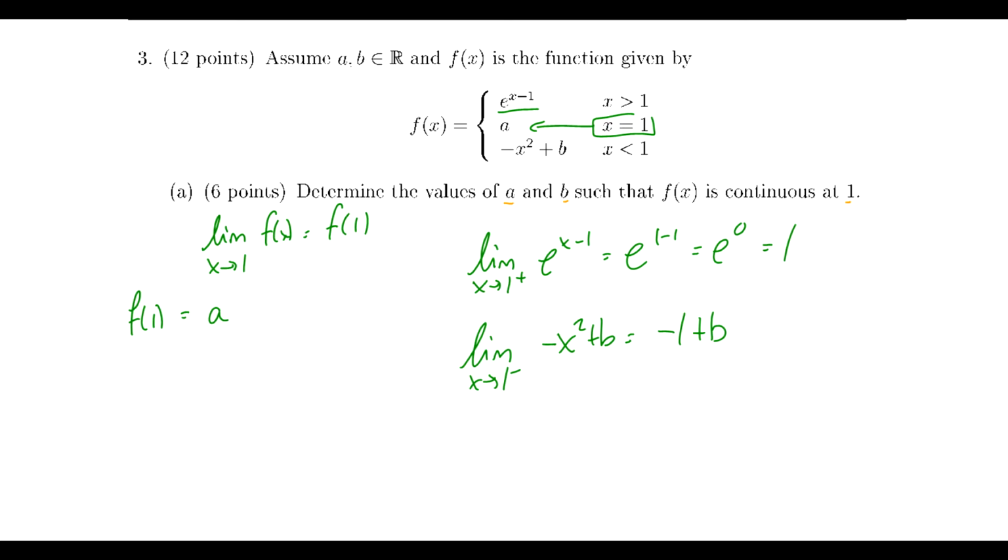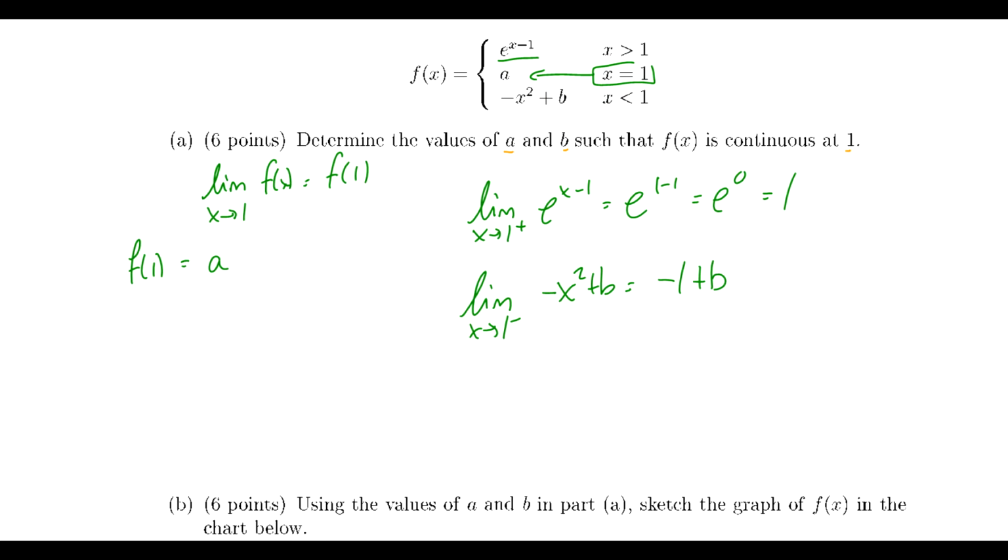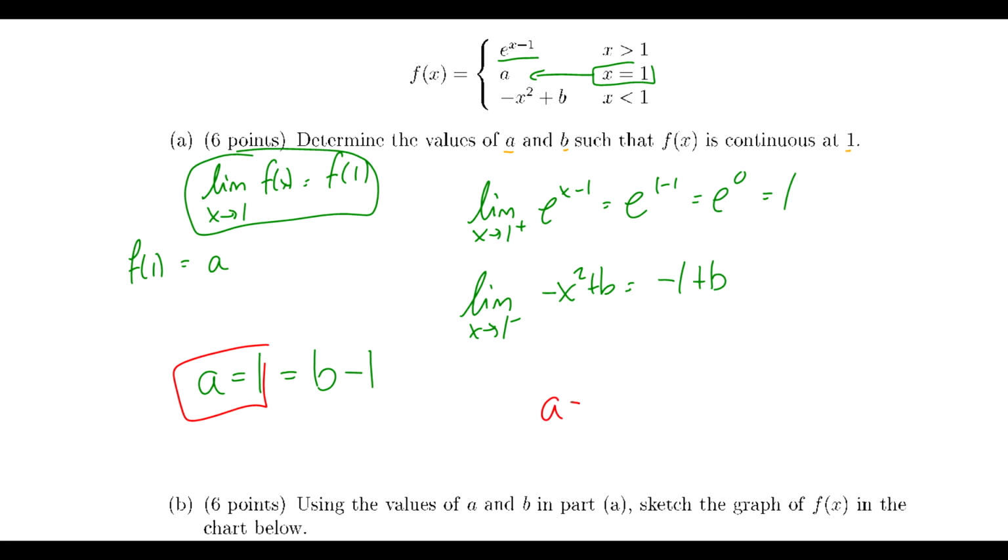So what we want is for the limit and the function at 1 to equal each other. So we want a equal to 1 equal to b minus 1. From here, we want a equal to 1, and then we want 1 equal to b minus 1, which means b is equal to 2. That was not too bad.